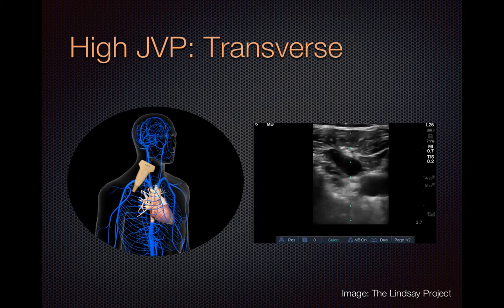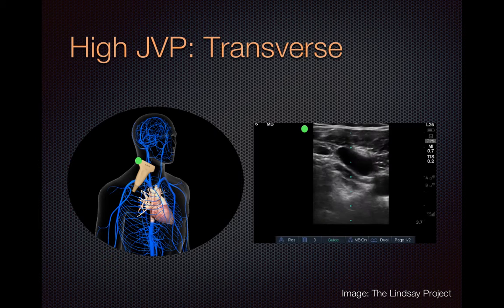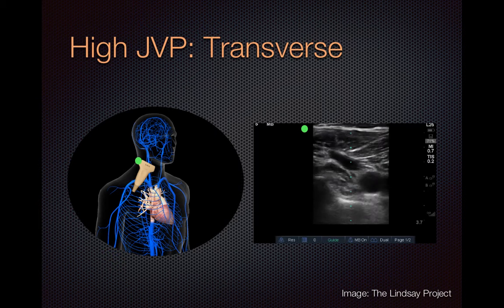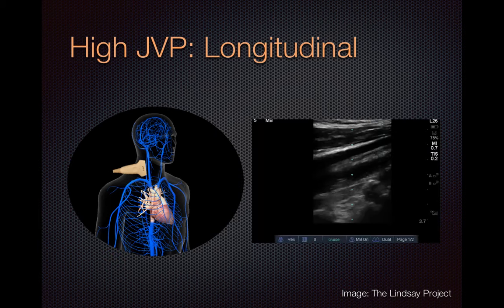Here's an example of an elevated JVP. This transverse image was taken at the angle of the jaw in a patient sitting completely upright. As you can see in this video, the vein is just starting to collapse at this level, suggesting that the JVP is high. This is a longitudinal view from the same patient.